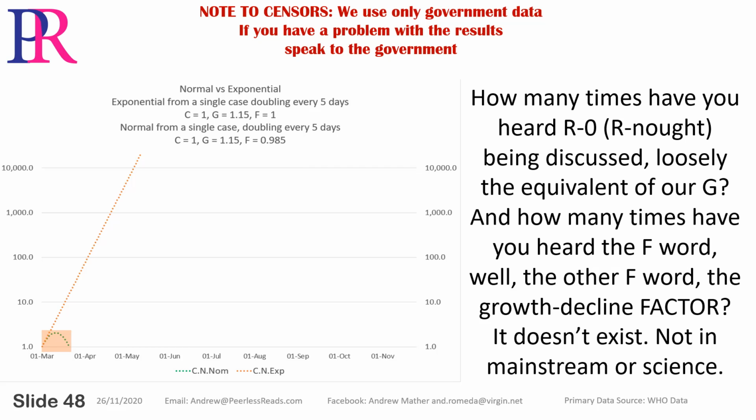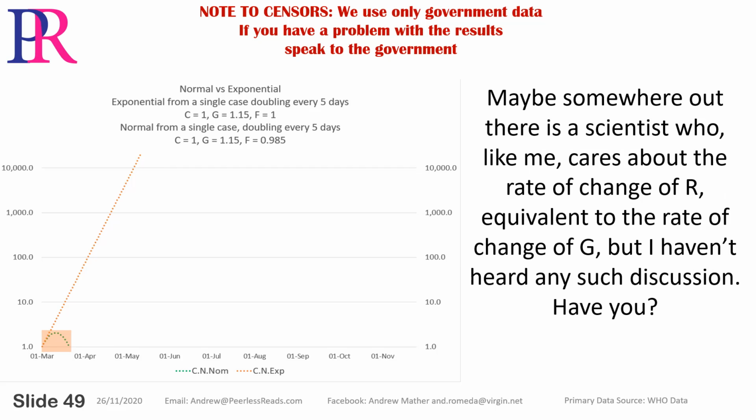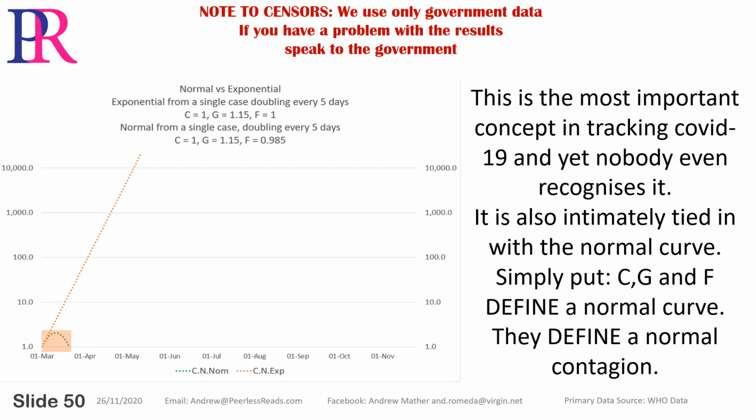How many times have you heard R0 being discussed, loosely the equivalent of RG? And how many times have you heard the F word? Well, the other F word, the growth decline factor. It doesn't exist, not in mainstream science. Maybe somewhere out there is a scientist who, like me, cares about the rate of change of R, equivalent to the rate of change of G. But I haven't heard any such discussion, have you? This is the most important concept in tracking COVID-19, and yet nobody even recognizes it.